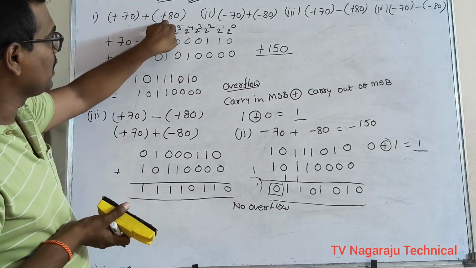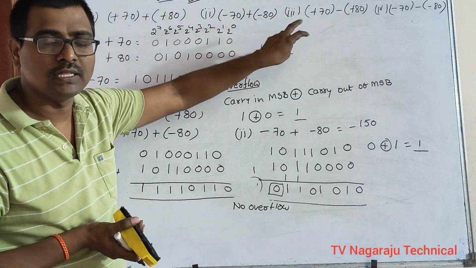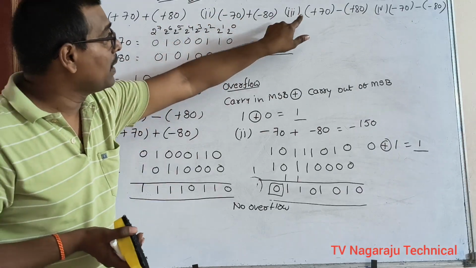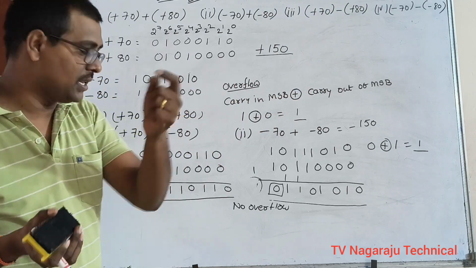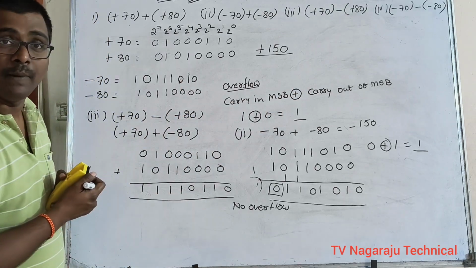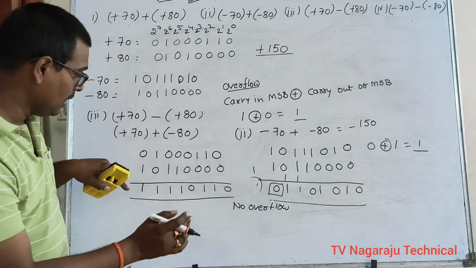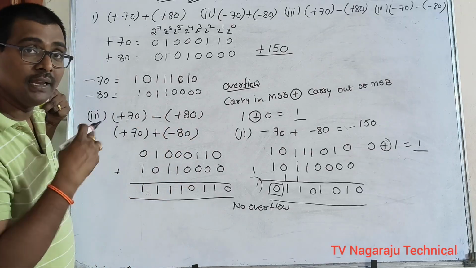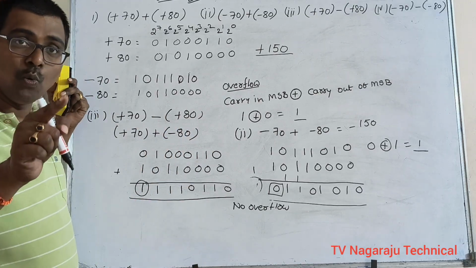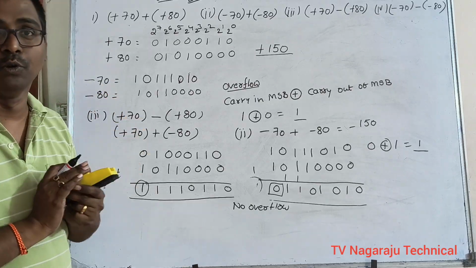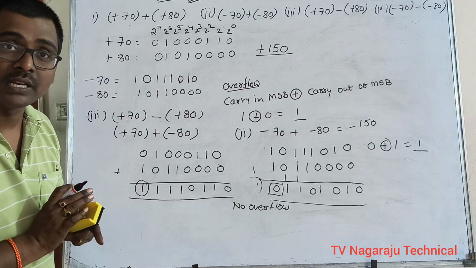Here plus 150 is the answer. Here minus 150 is the answer. It crosses the range. But here plus 70 minus plus 80 means obviously the answer is minus 10. But here you are not getting minus 10 simply, so the answer we are getting is a negative number. The MSB is also 1. That is also a negative result. That means my answer is right.